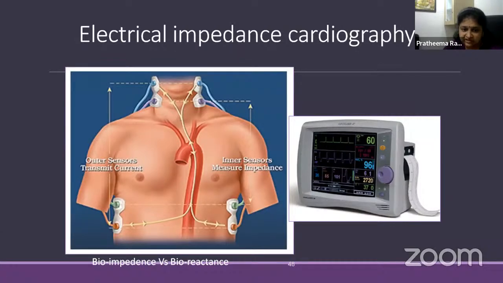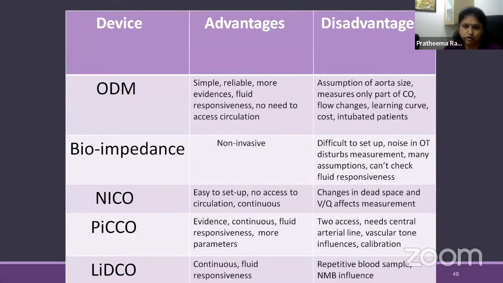So this is impedance versus bioreactance. It is not very sensitive. It is not widely used. It is just in the trial phase, so we just need to know about it. It is very difficult to set up, and every small noise causes an issue, and it is not foolproof.